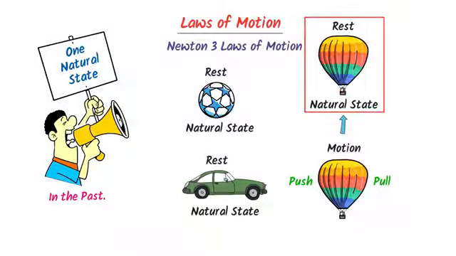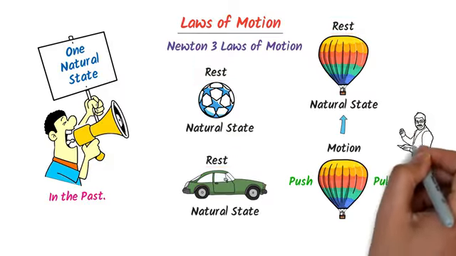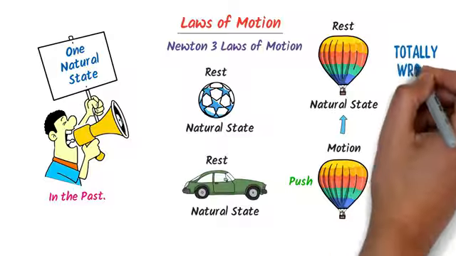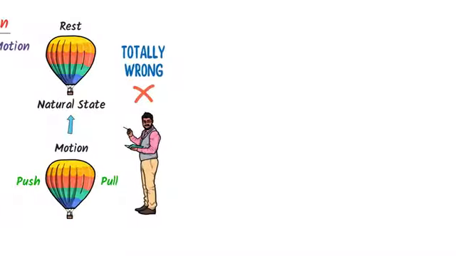In conclusion, they thought that everything in the universe is in the natural state of rest, or every moving object in the universe would eventually come to its natural state of rest. This concept of natural state of rest was totally wrong and it was rejected. Later, Newton Baba came, who presented three laws of motion.